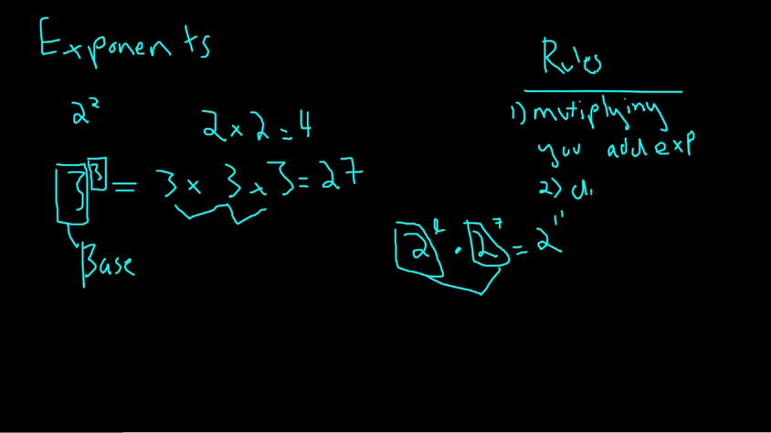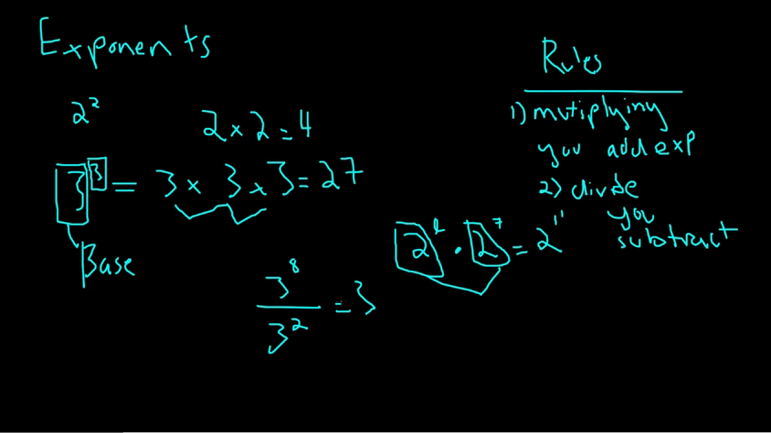And when you divide, you subtract. So say if you had 3 to the 8 over 3 to the 2, now it'll be 3 to the 6. You see how I subtracted this number from that: 8 take away 2, you get 6. And that'll be 4 plus 7 equals 11.